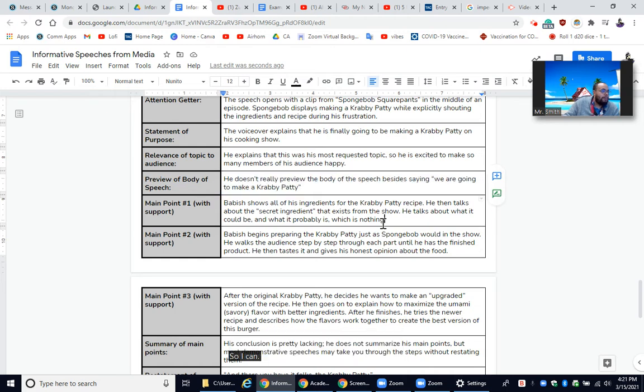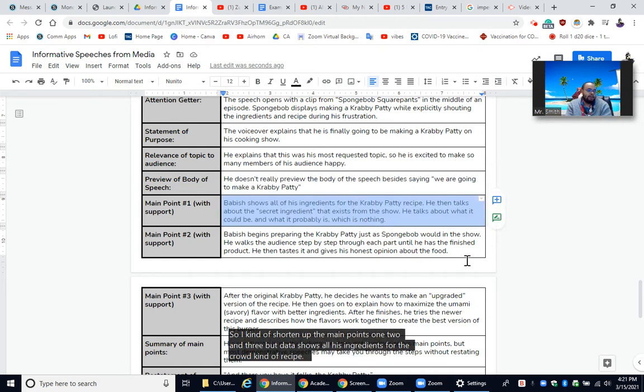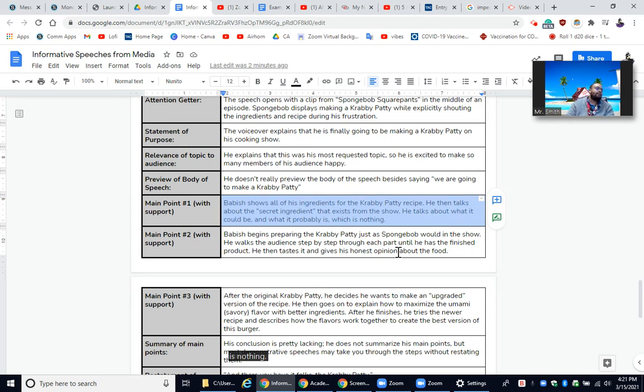So I kind of shortened up the main points 1, 2, and 3, but Babish shows all his ingredients for the Krabby Patty recipe. He then talks about the secret ingredient that exists from the show. He talks about what it could be and what it probably is, which is nothing. Then we have main point 2.